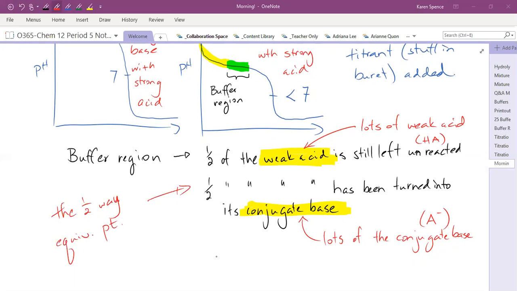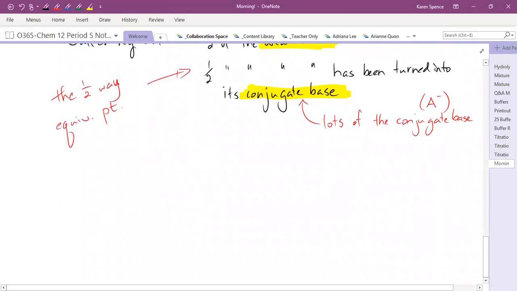How are we feeling about titration curves? Good, okay, good, good. All right. So I will send you off to do the titration curve worksheet.